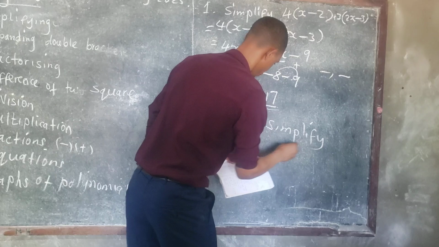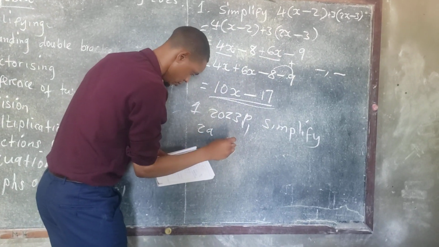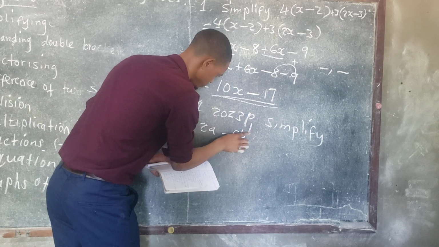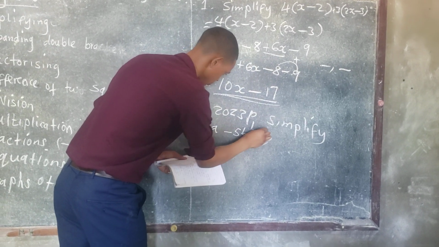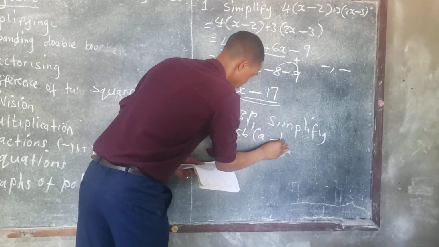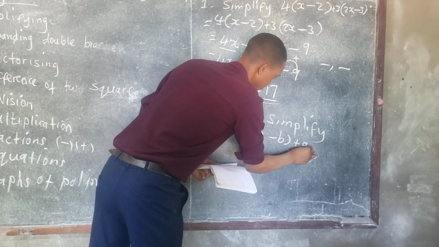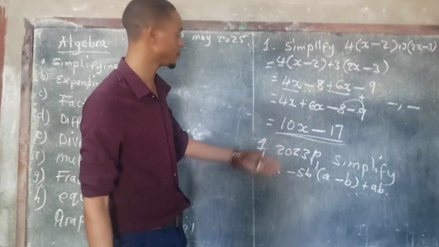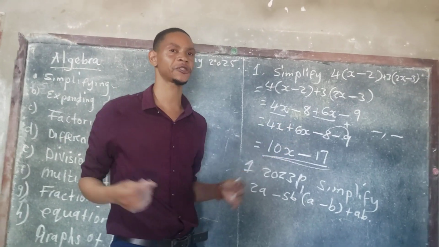Okay, see here. 2a minus 5b. A minus b is ab. So try this one on your own. Just try this one. Follow the steps. If you have got any question, please just inbox me.